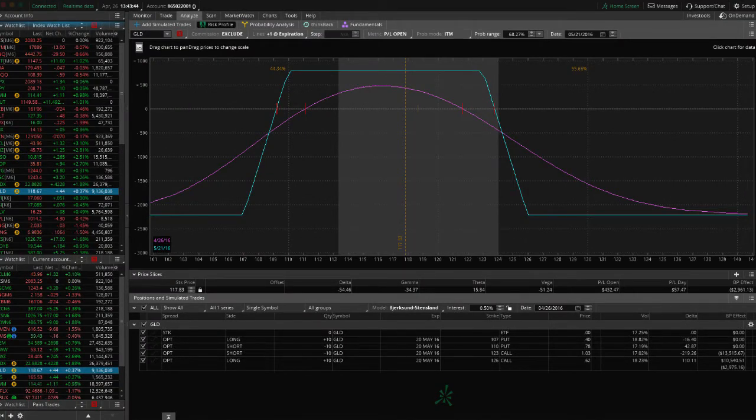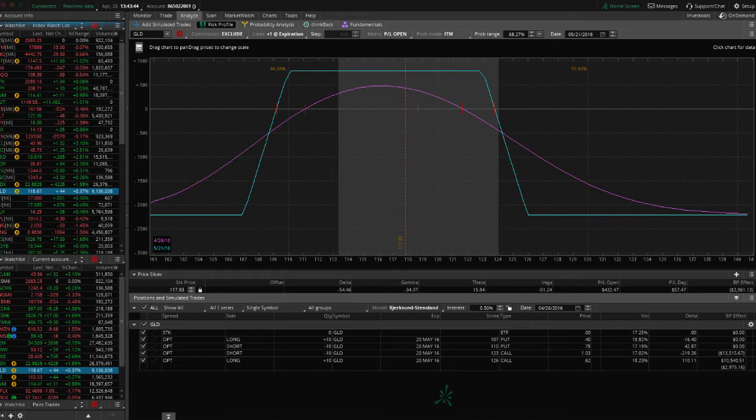This is a trade that, let's go to the platform. So GLD is a trade that I put on March 28th. So today is April 26th. So I put it on a little bit less than a month ago.